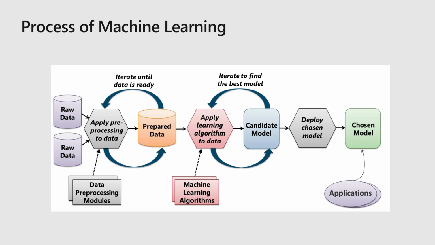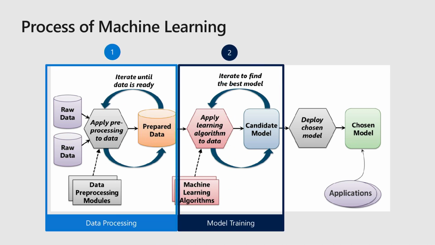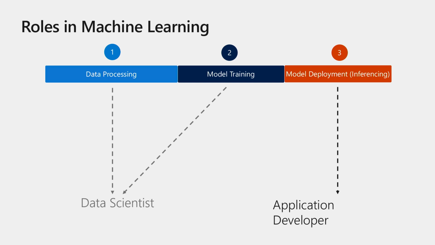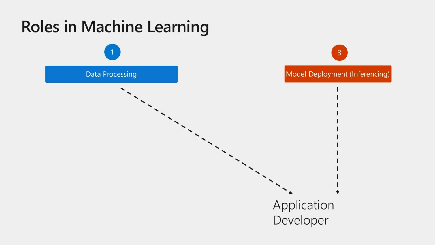So that's the process of machine learning, and we typically like to divide it into three major buckets: data processing, model training, and model deployment. While data processing and model training are typically the job of a data scientist, model deployment or inferencing is done by an application developer. Before an application developer can go ahead and make a prediction on input, they too need to process the data to make sure it's in a format that can be consumed by the model. Today, we'll be focusing on how we can make the life of an application developer easier by having them write the data processing and the inferencing application using serverless Azure Functions.